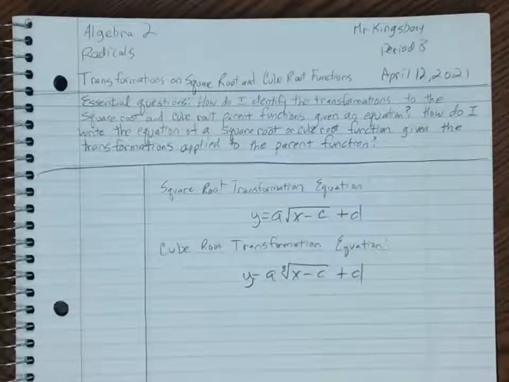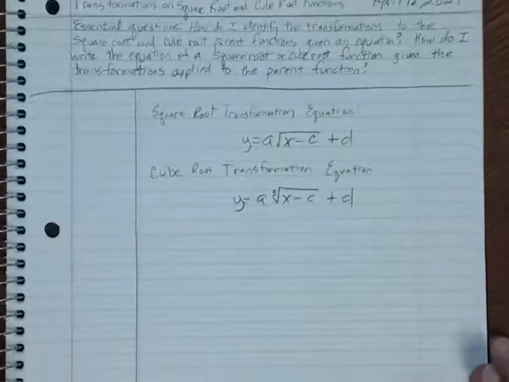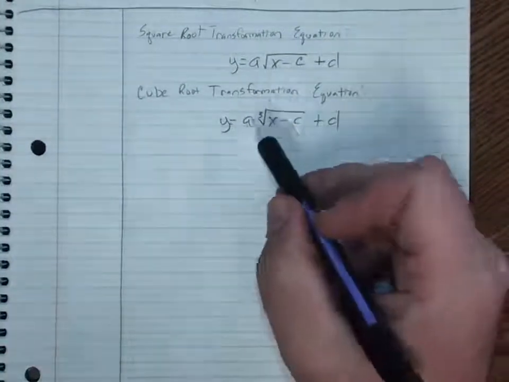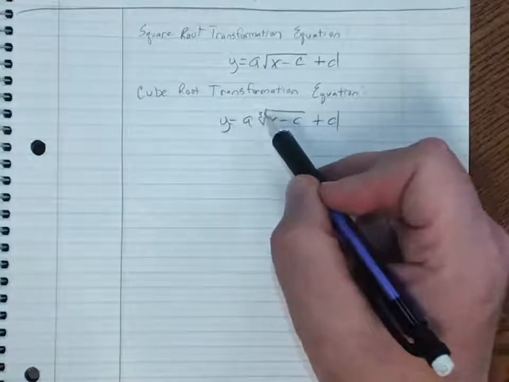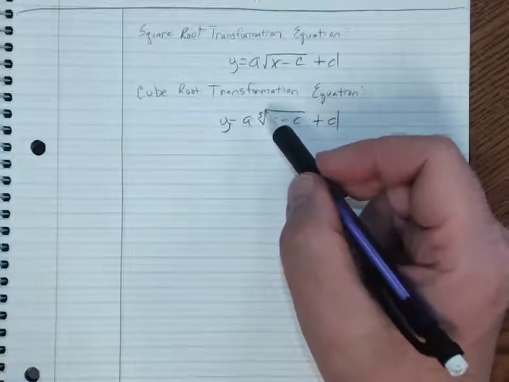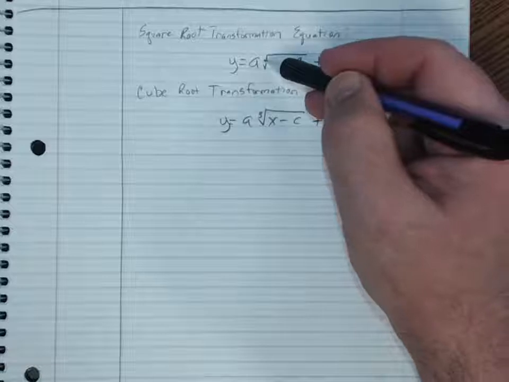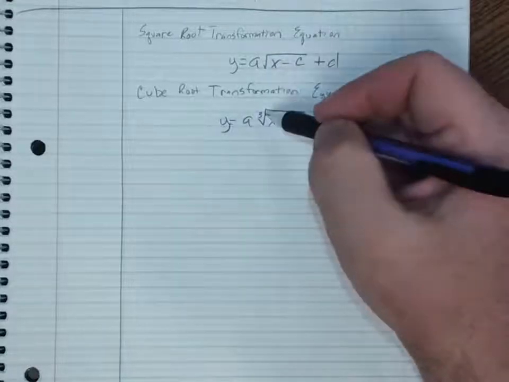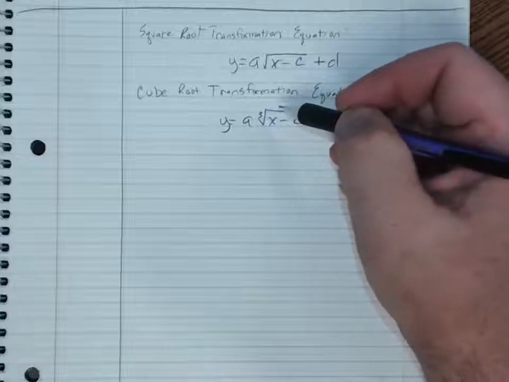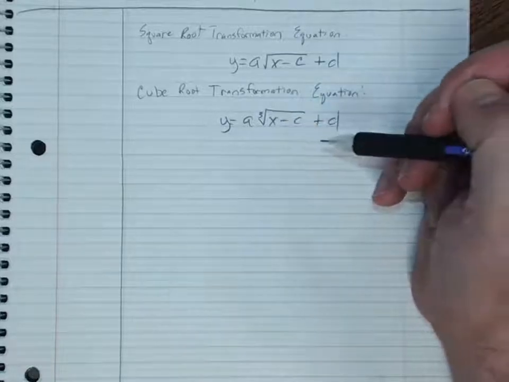You'll note the only difference between the two is that one has a 3 in the crook there. The second one, the cube root, has a 3 there. That 3 tells me the difference between the square root and the cube root. You can write roots all over the place. You can put any root that you want here. This one is a cube root.